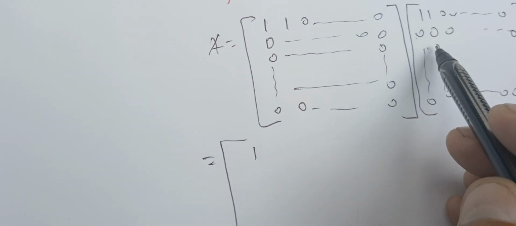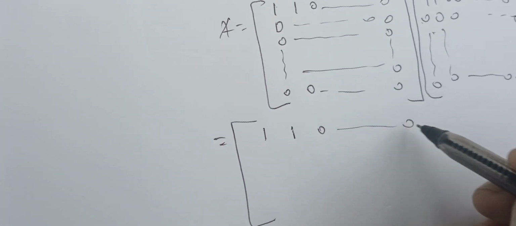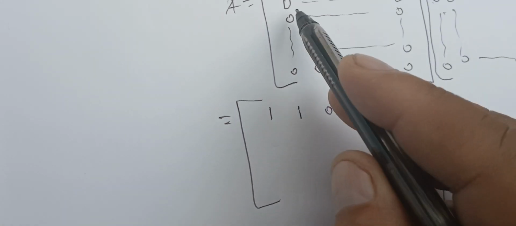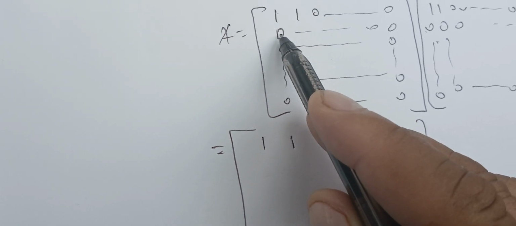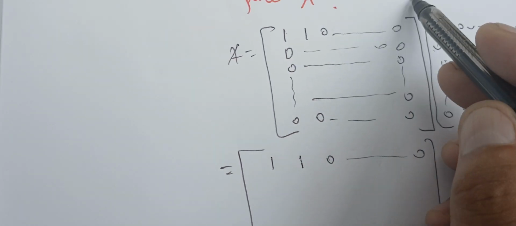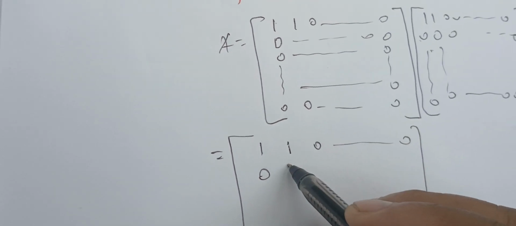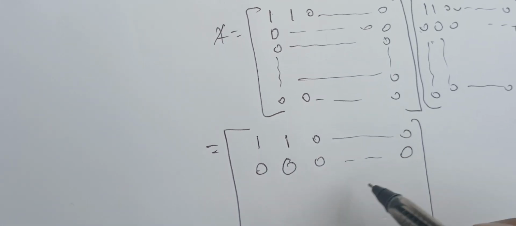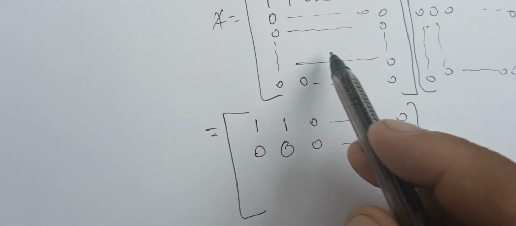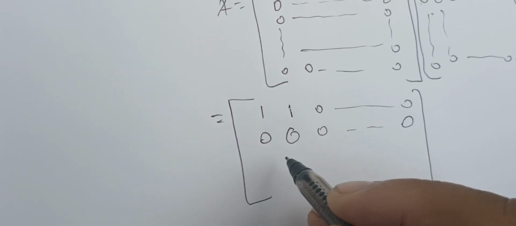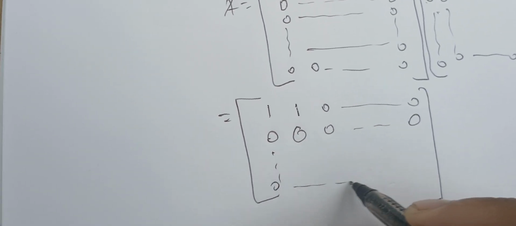Next, we do the same thing for the second column. We obtain 1 and zeros everywhere. For the second row, it's zeros, and if we multiply by the first column, we get 0. If we multiply by the second column, we get 0, and so on. Since all these are zeros, we will have zeros everywhere.